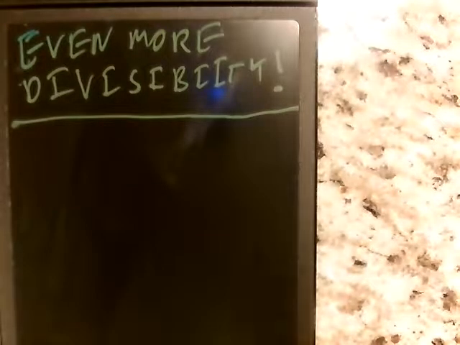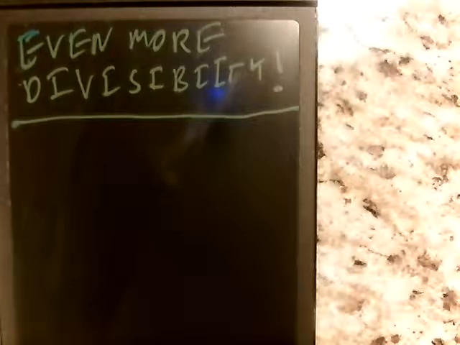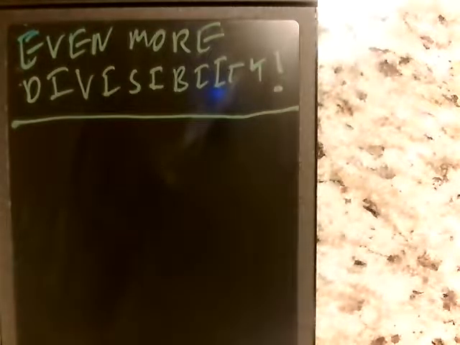And here it is, the final installment in the divisibility series. In this one, I'm going to be covering divisibility rules for numbers, I believe 31 through 47, which is basically all the primes until 50. And so let's start with 31.